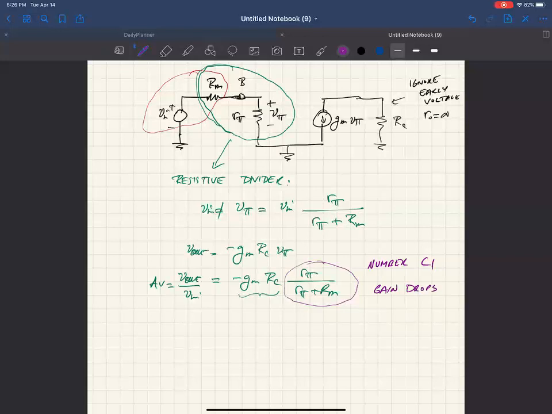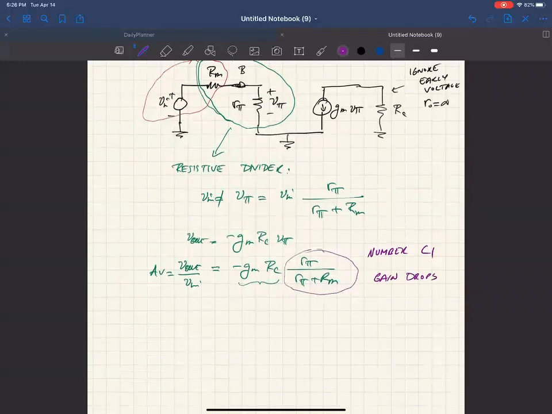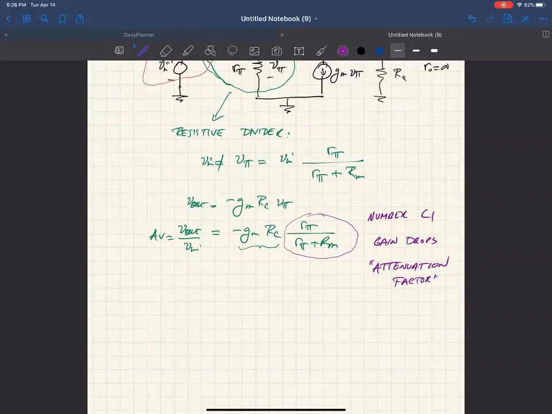Because of the output resistance of the device and the fact that we have a finite input resistance for our bipolar stage, you can call this an attenuation factor, this drop in gain. It really depends on the ratio of R sub m to R sub pi. If, say, R sub m is roughly equal to R sub pi, then we lose half the gain.